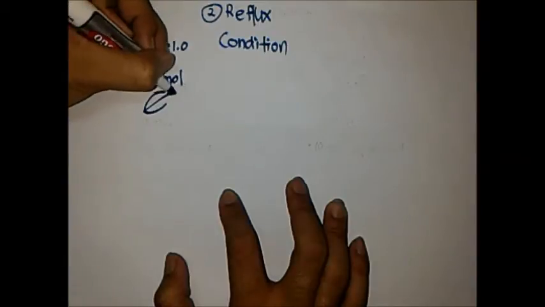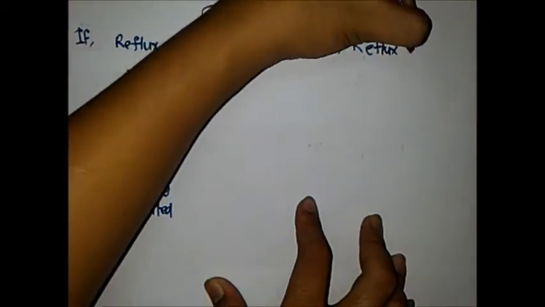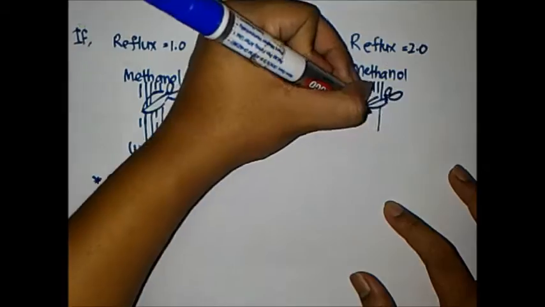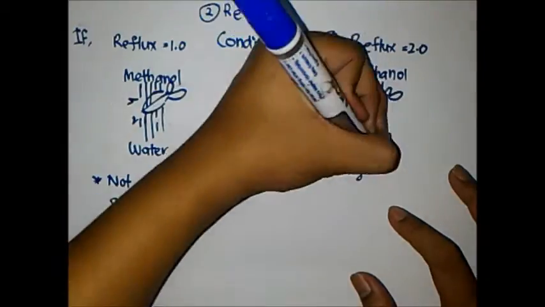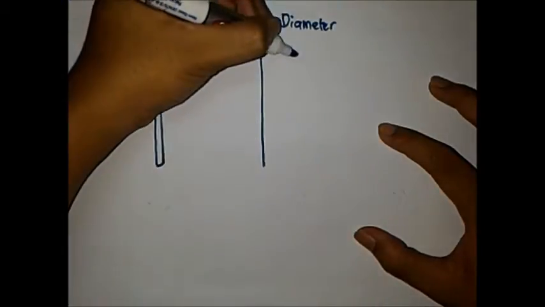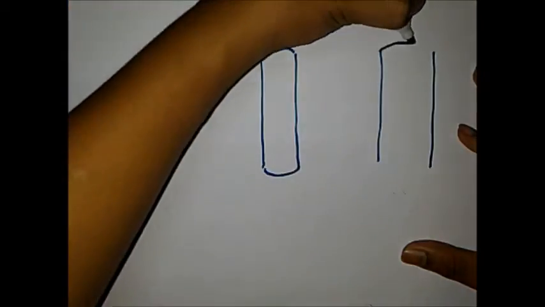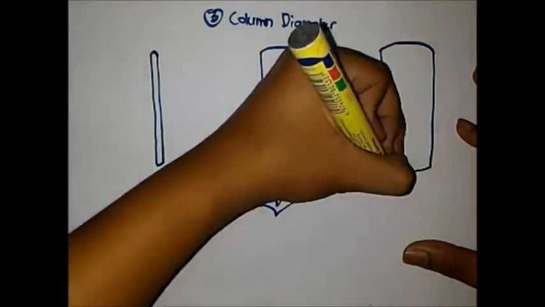The second one is reflux conditions. When the reflux ratio is increased, more of the volatile components are being recycled back into the column. Separation then becomes better and thus fewer trays are needed. The third one is column diameter. If the column diameter is not sized properly, the column will not perform well. Then the desired separation might not be achieved.